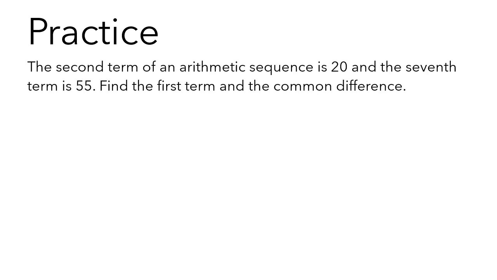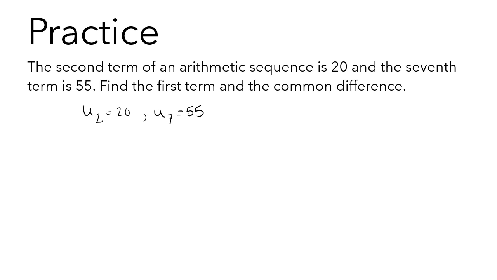Okay, last question. The second term of an arithmetic sequence is 20, and the seventh term is 55. Find the first term and the common difference. So this is a question you will see a lot. The second term is 20, and the seventh term is 55. Find the first term and the common difference.